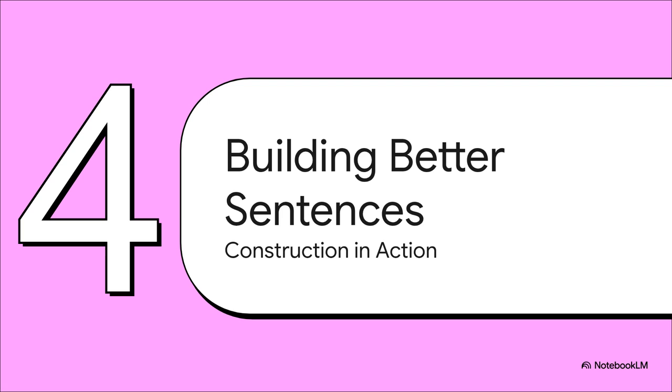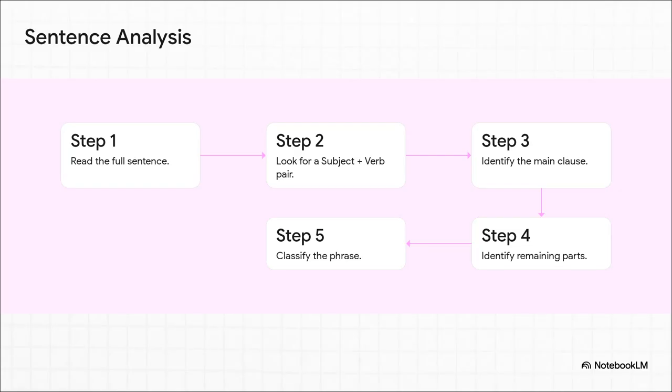Okay, enough theory. Let's get our hands dirty and see how this all works in practice. We're going to take a real sentence, deconstruct it, and see if we can identify all its architectural parts. Here's the simple process you can always follow. First, just read the whole sentence. Next, hunt for that core subject and verb pair. Once you find it, you've found your main clause. From there, you just look at what's left over and figure out what job that phrase is doing. It's kind of like taking apart an engine just to see how all the pieces fit together.